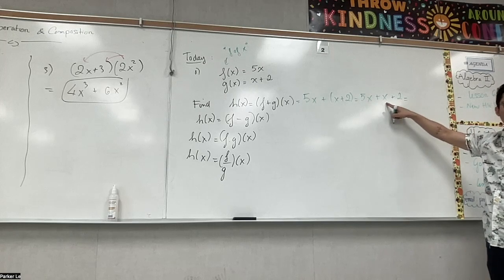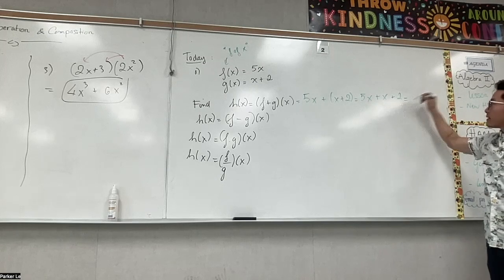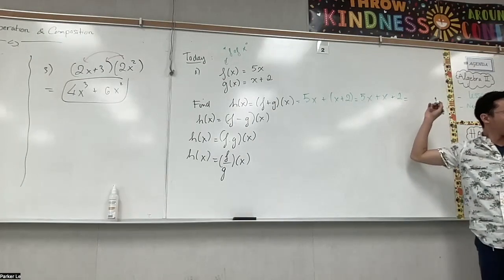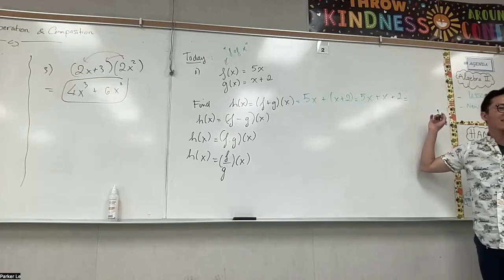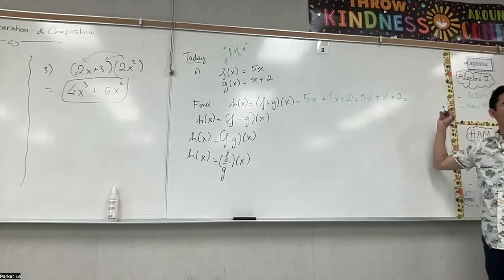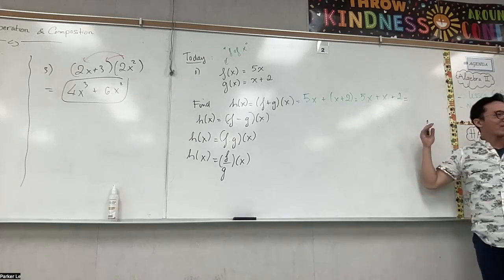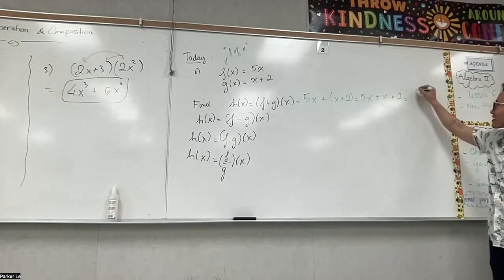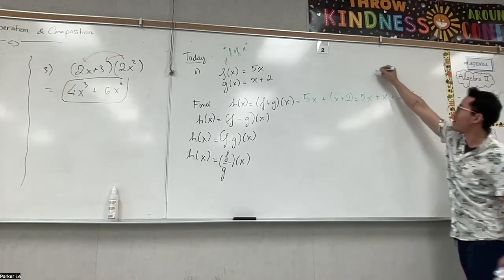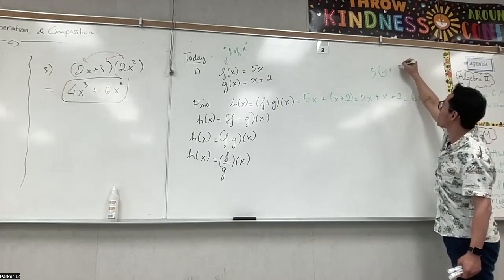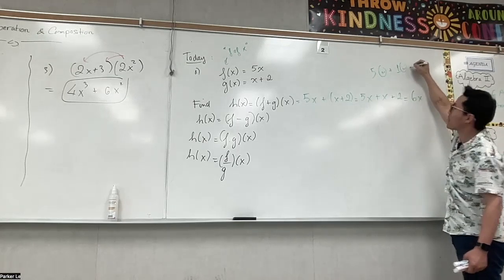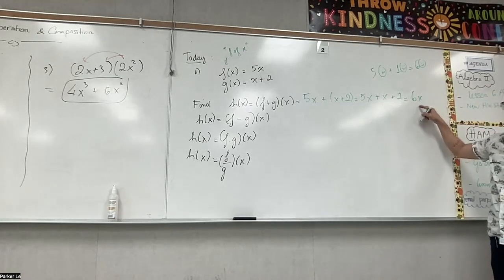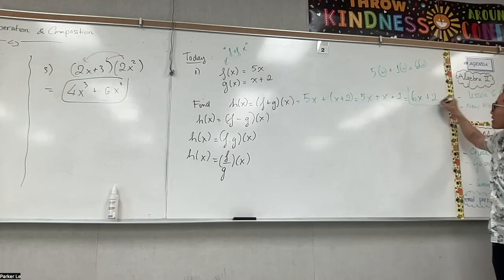5x plus x. What is 5x plus x? 6x. Like okay, 5 smiley faces plus 1 smiley face. How many smiley faces do you have? 6 smiley faces, right? Same thing. 5x plus x is 6x plus 2. There's nothing else, so that's the answer.